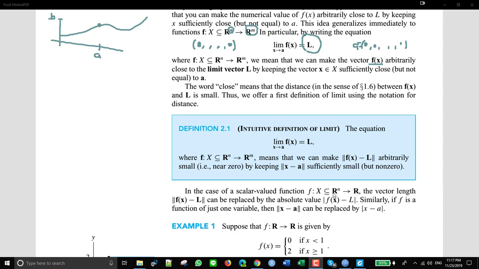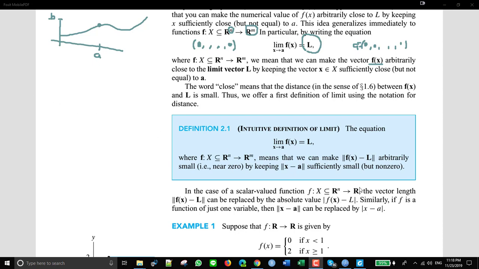If we take a special case where we're taking Rn into R, so that would be a scalar valued function. So we don't have a bold F here. In that case, what do we mean by length? So this is the length. This norm here is the norm in Rm because these are in Rm. This is the norm in Rn because these are in Rn.